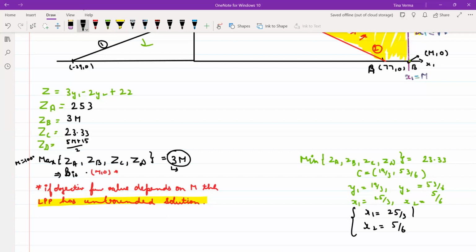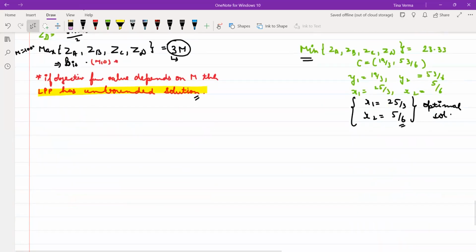In case of minimization, you can notice that if it was the maximization case you had an unbounded solution, but as soon as you take the minimum case, the optimal solution is bounded, and the optimal value is 23.33. Either you can check here 3x1 star minus 2x2 star. So this will be my optimal value.